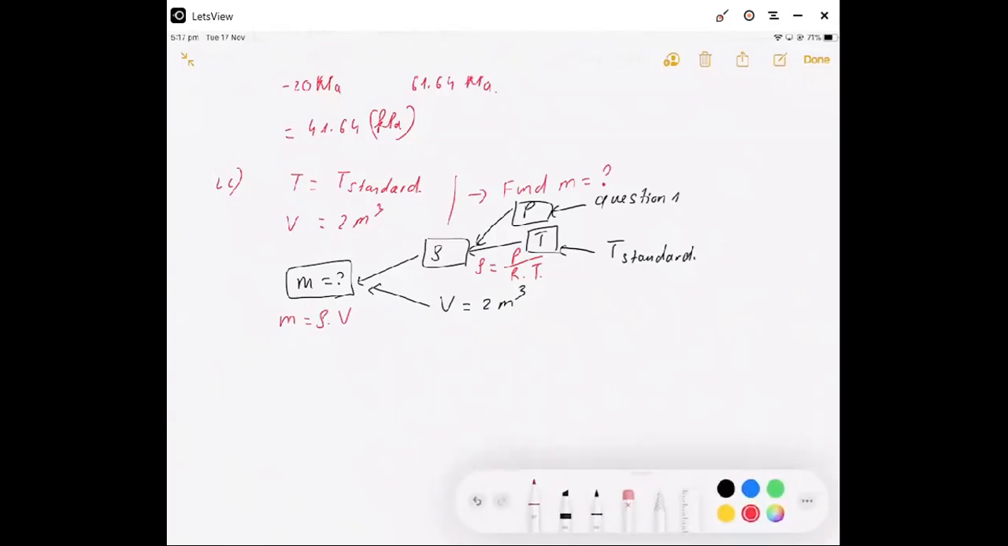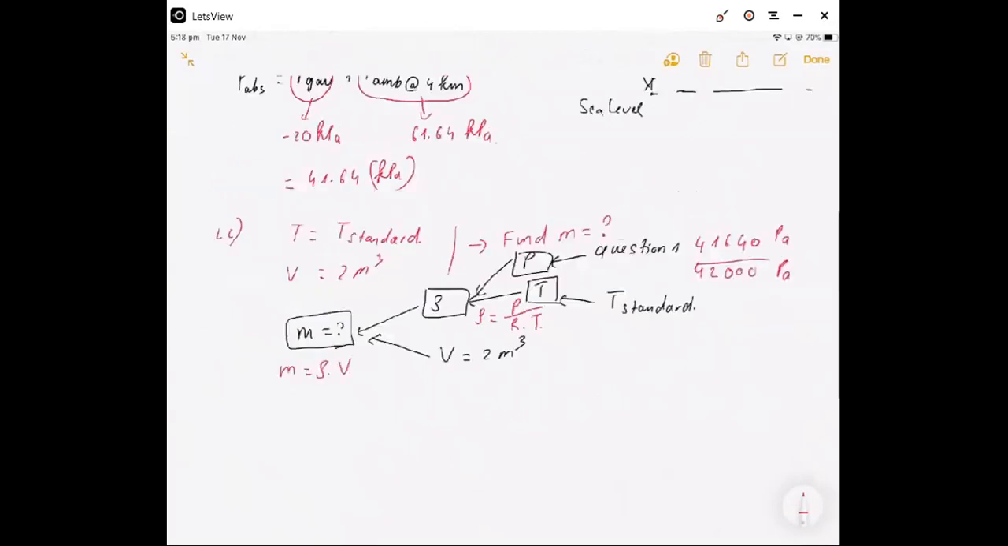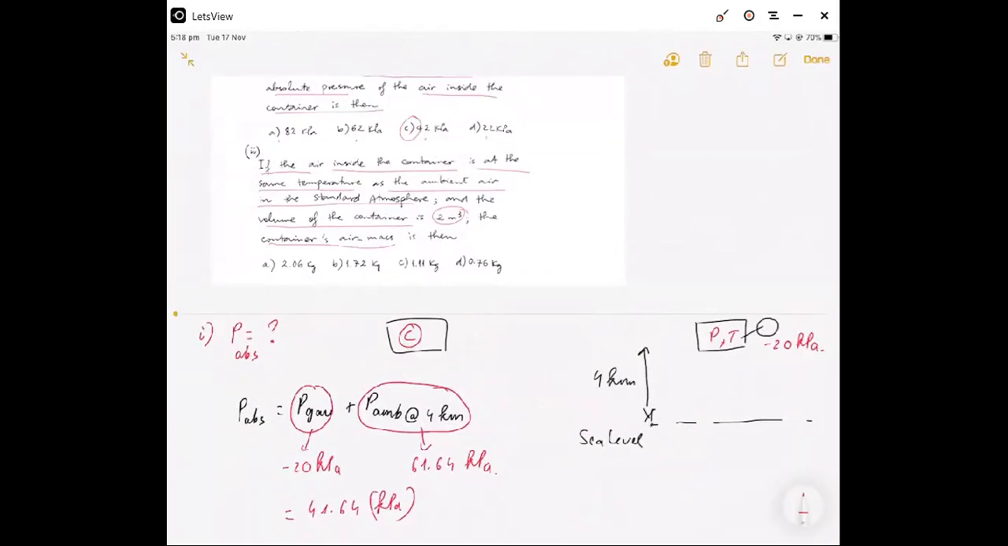Pressure from question 1 is 41640 Pascal, or you can use 42,000 Pascal, it's okay. R is the gas constant, 287. And the temperature is the same as the ambient air in the standard atmosphere.